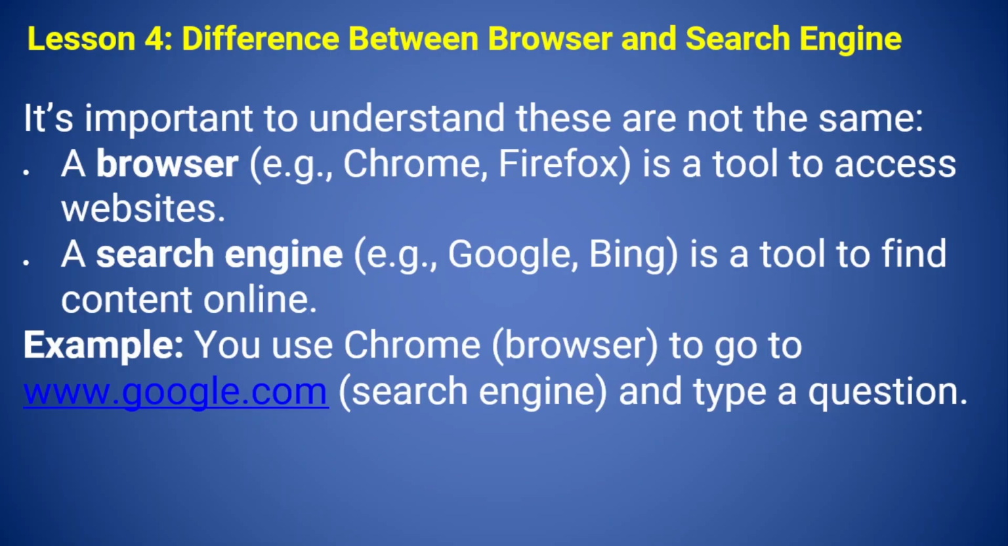For example, you use the Chrome browser to go to google.com. That is the search engine. The Chrome browser goes to www.google.com, and you type a question. That is the difference between a browser and a search engine. A browser is software. A search engine is a tool that enables you to find information online.